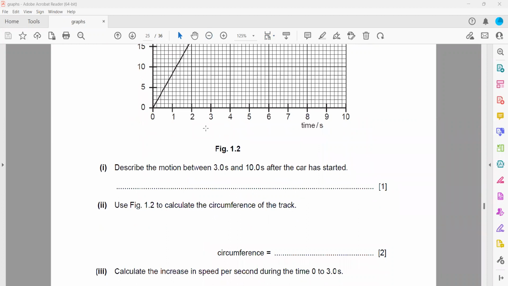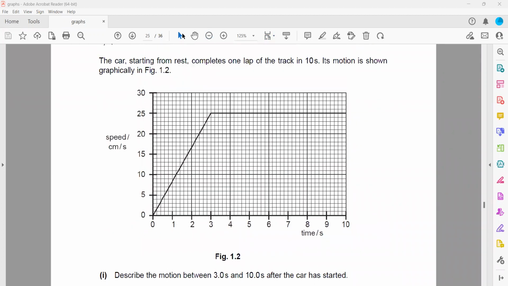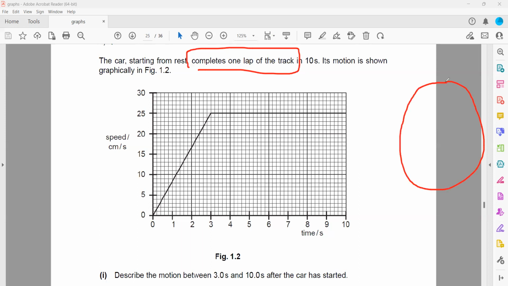Now calculate the circumference. Look, in this case, this is a graph given for one complete lap. So one complete lap, that total distance will be equal to the circumference. Now we have to find the area of the whole graph, because they mention here that a car started from rest and completed one lap. And this graph represents the motion of the car, the speed time graph. So we find the total area, first the triangle and then the rectangle.